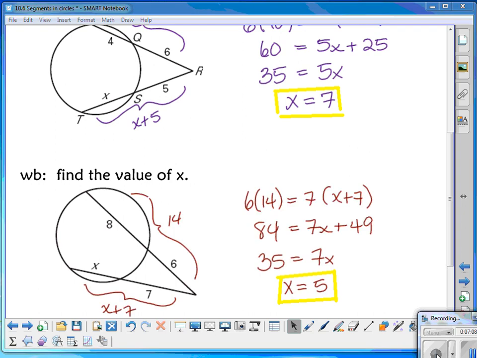Okay, so when you set that one up, you should have said 6 times 14 equals 7 times x plus 7. And then when you solve it out, you should have gotten that x was equal to 5.